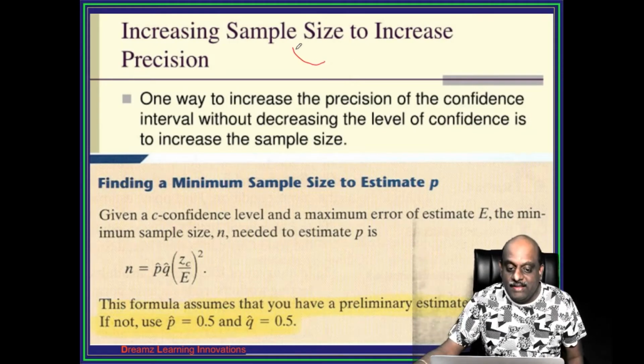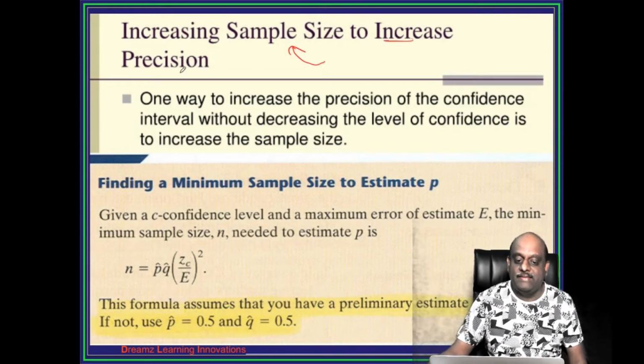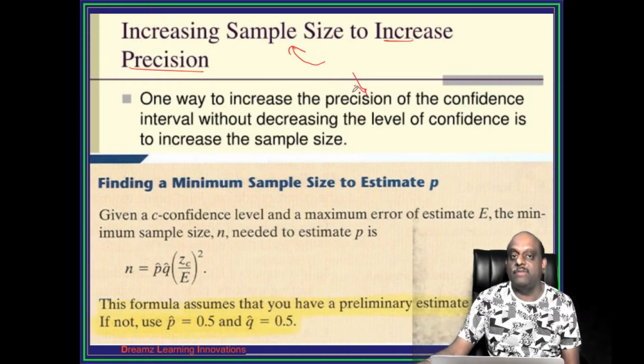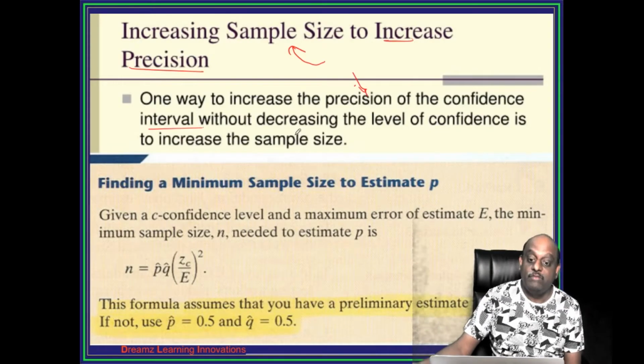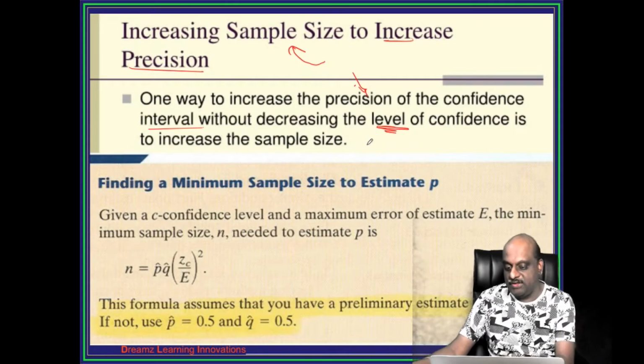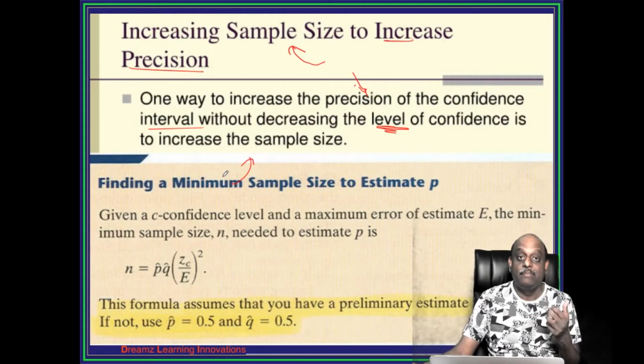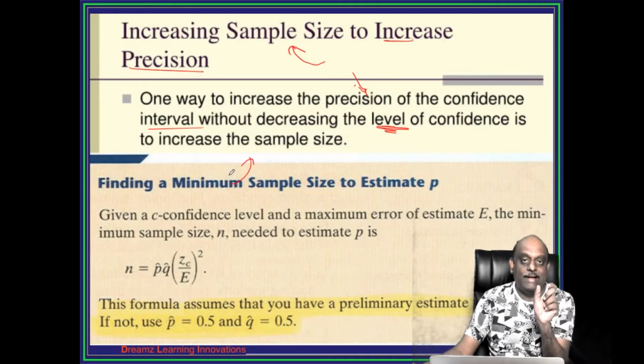So increasing the sample size will increase the precision. One way to increase the precision of the confidence interval, without decreasing the level of confidence, is to increase the sample size. Sample size बढ़ाने से width कम होता, मगर precision बढ़ेगा.